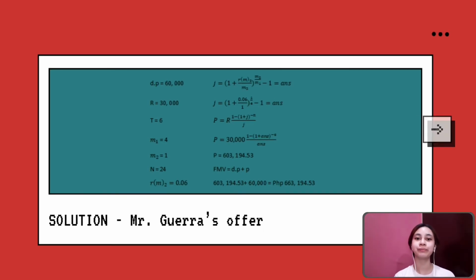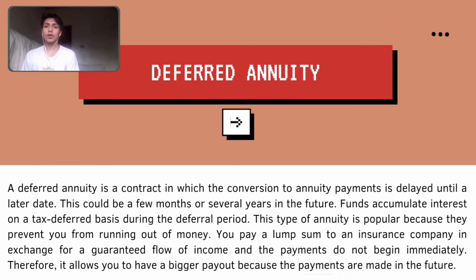A deferred annuity is a contract in which the conversion to annuity payments is delayed until a later date. This could be a few months or several years in the future. Funds accumulate interest on a tax-deferred basis during the deferral period. This type of annuity is popular because it prevents you from running out of money. You pay a lump sum to an insurance company in exchange for a guaranteed flow of income, but the payment does not begin immediately. Therefore, it allows you to have a bigger payout because the payments are made in the future.